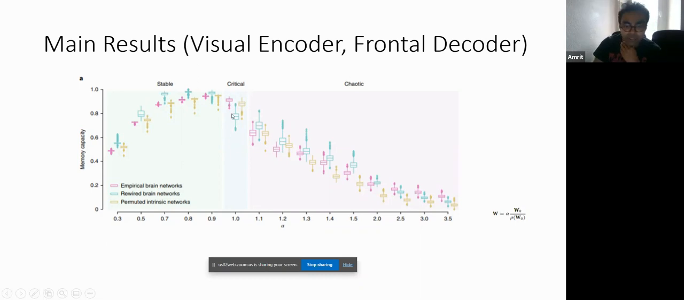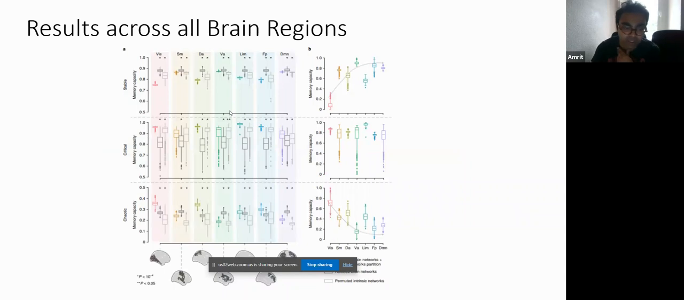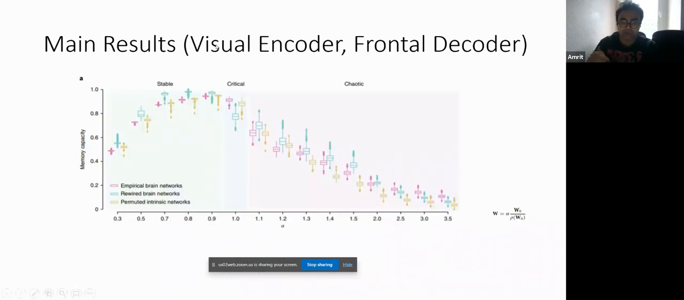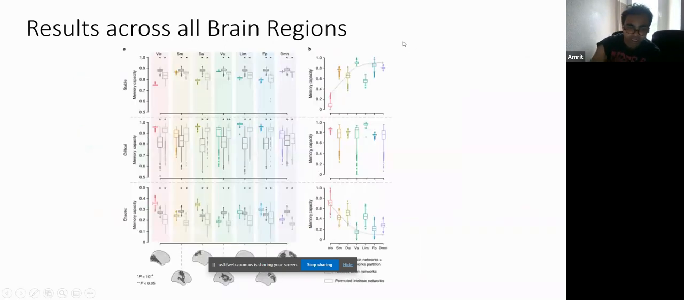Also, then what she did is she wanted to look at the memory capacity. Okay, I should probably have said, this is only for a visual encoder and a frontal decoder. So she puts the input into the visual cortex, and she decodes out of the frontal. And here, I don't exactly remember where she puts the input, but she decodes out of each one of these areas.